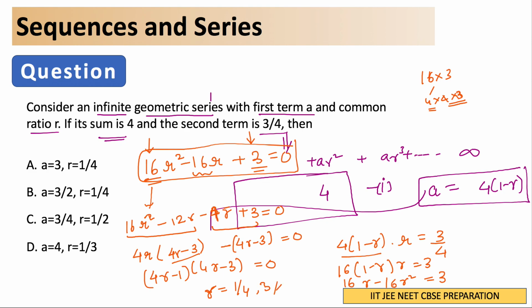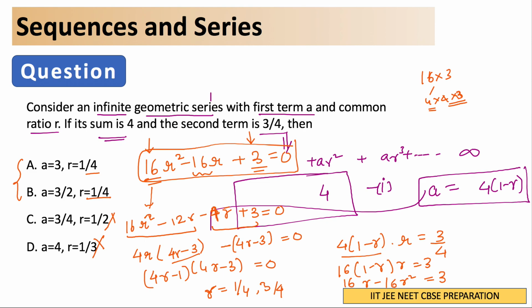So in the options, if you see, what do you have? We have r is equal to 1 by 4, r is equal to 1 by 2, so this is definitely not the correct option. r is equal to 1 by 3 is also not correct. So either of these two will be correct, right? So put r is equal to 1 by 4 and check what is the value of a.